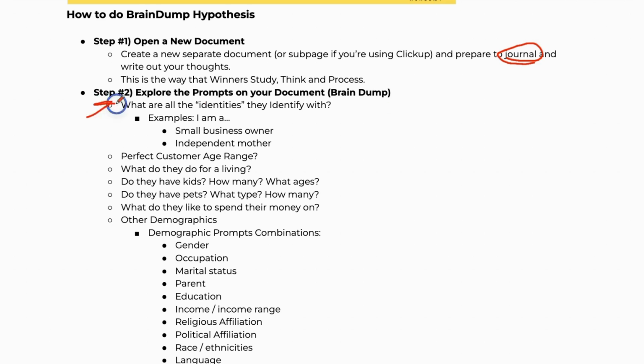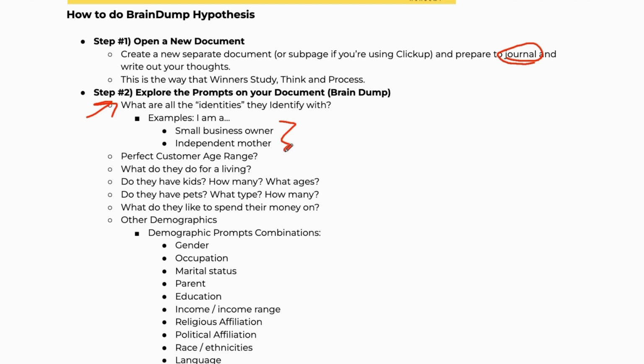Step number 2 is we're now going to start to explore. We're going to brain dump, just a very general idea of the prompts. Just generally think about, what is the type of person that I want to help, in terms of what might they identify with? Like, I am a small business owner. I am an independent mother. I am a Christian father. I am a whatever. Doesn't matter.